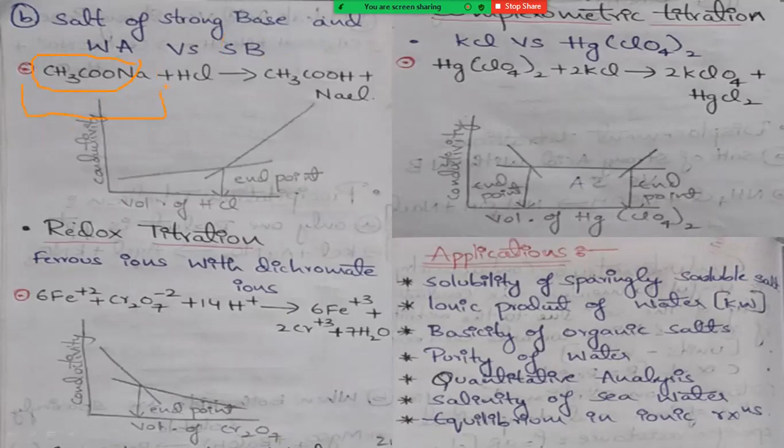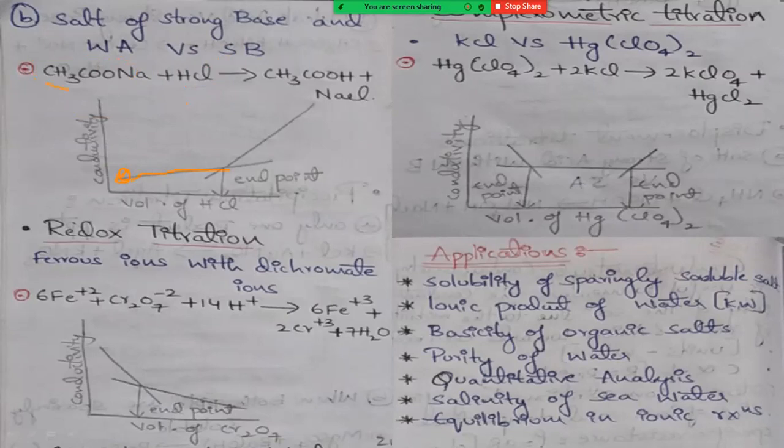Here, we take HCl in the burette. HCl is a strong base, sorry, a strong acid, which releases a large number of H plus ions. Initially, we have taken a salt which has very low conductivity compared with HCl. That's why the conductivity values start from here, the lowest point. But it does not give a plateau. Here the graph will be slightly increasing.